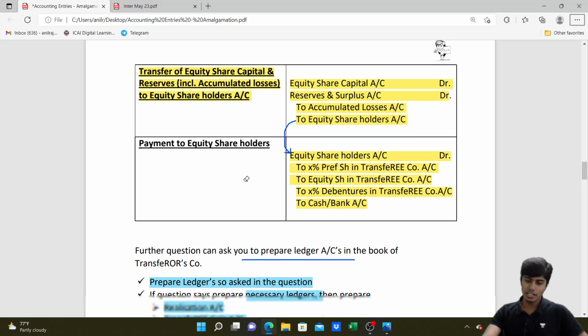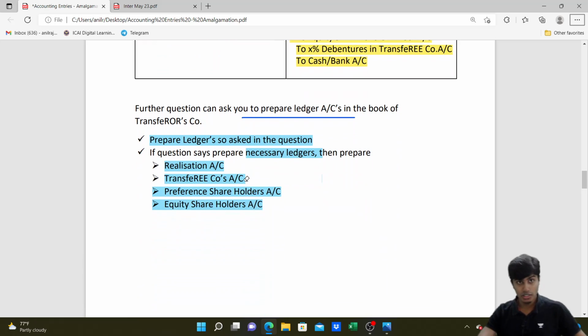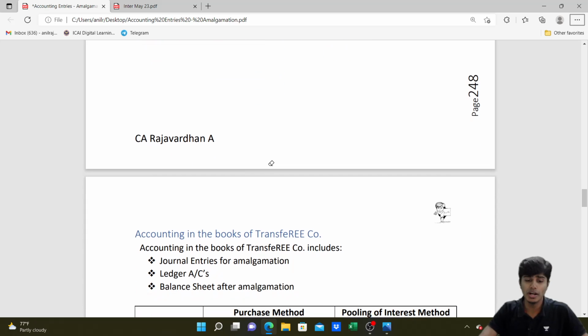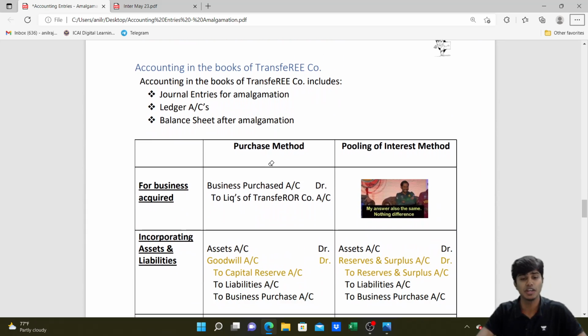And for these journal entries, we would have to be preparing ledger accounts. So whatever ledger they ask, we'll prepare those. If they mention necessary ledger accounts in the question, we should end up preparing realization account, transferee company's account, preference shareholder account, and equity shareholder account. Got that? Great. So now we'll go ahead and then discuss entries in the books of transferee.